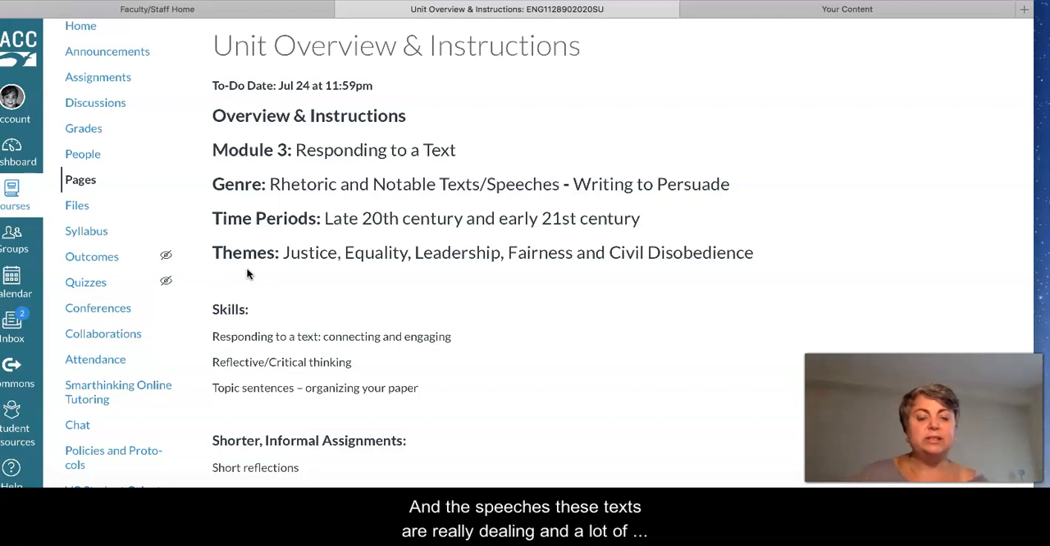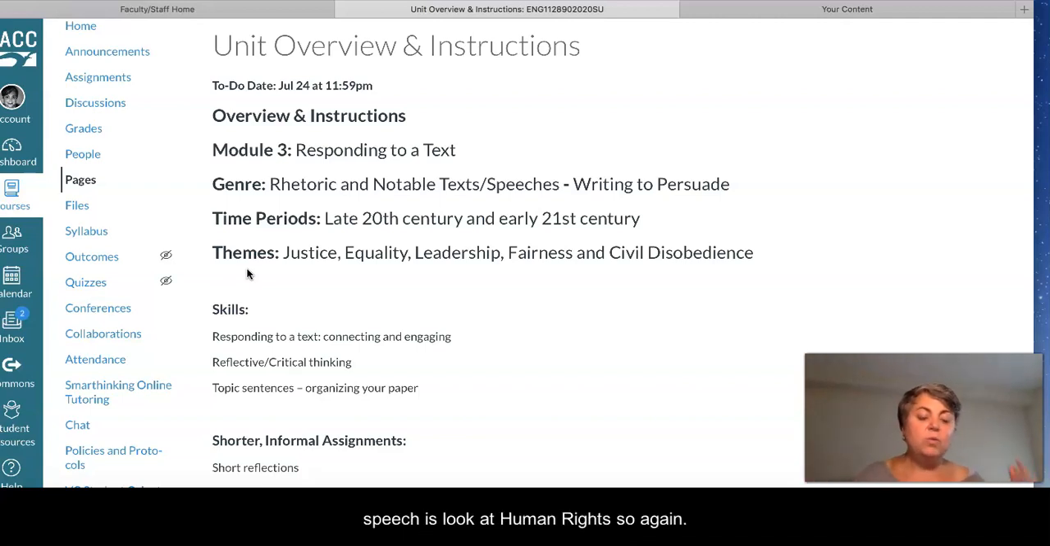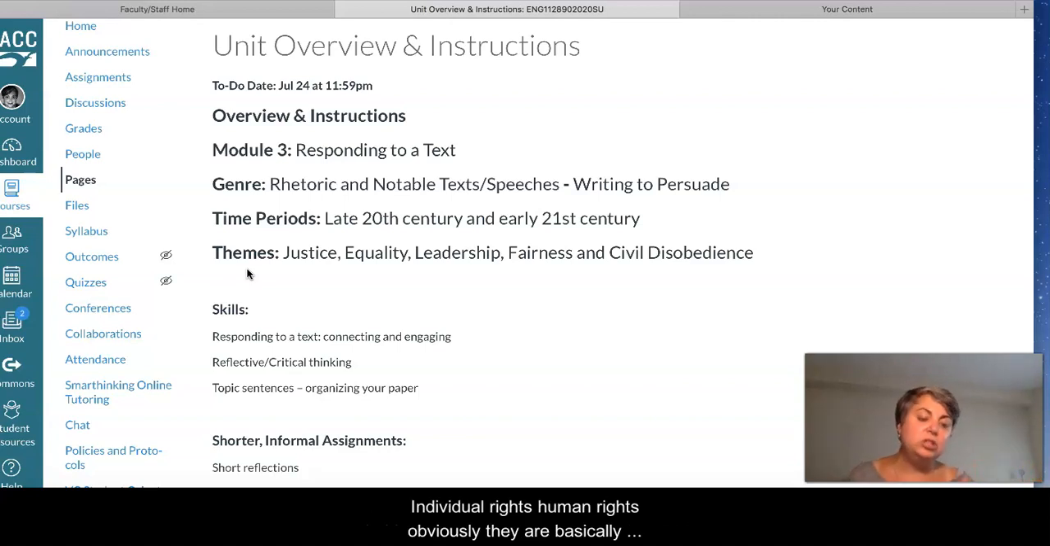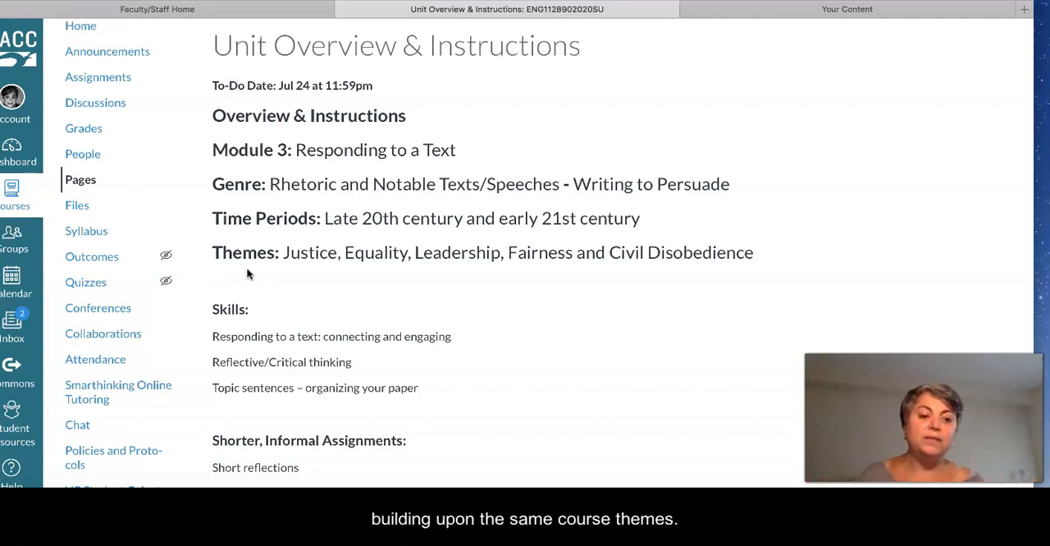And these speeches, these texts, are really dealing in a lot of the same big ideas in terms of justice, equality, and leadership. But I would say that they also expand a bit on that. And that while we did look at individual rights, very individual and personal rights in Antigone and Trifles, these speeches look at human rights. So again, individual rights, human rights, obviously they are basically the same, but they're not, right? I mean, there's individual and then there's human rights. So, it's an expansion. And what I want you to see here is that we're really building upon the same course themes.